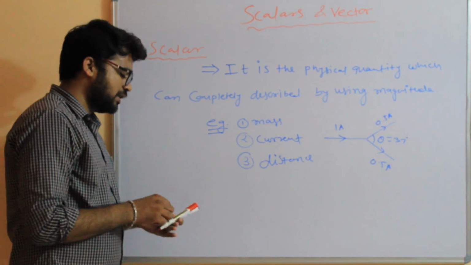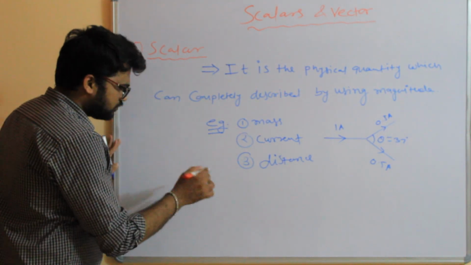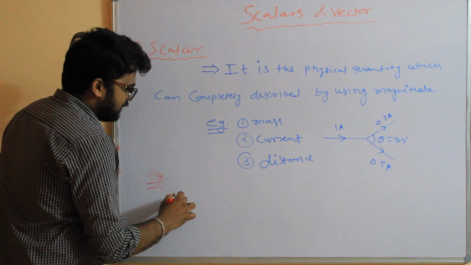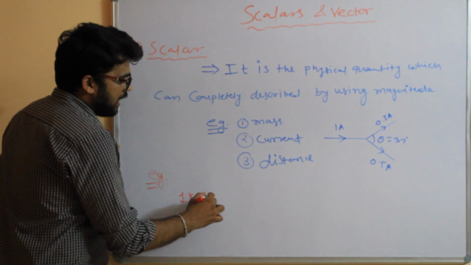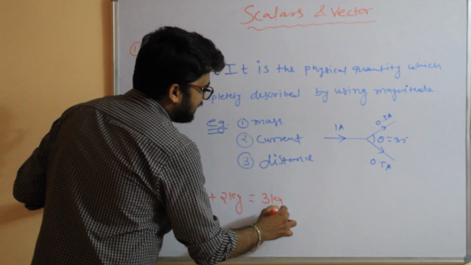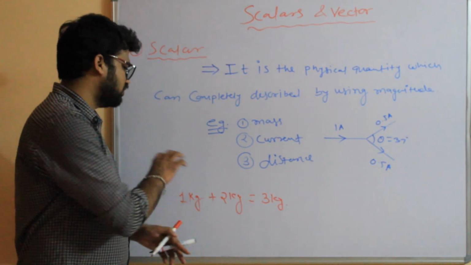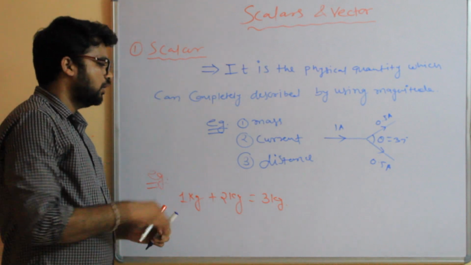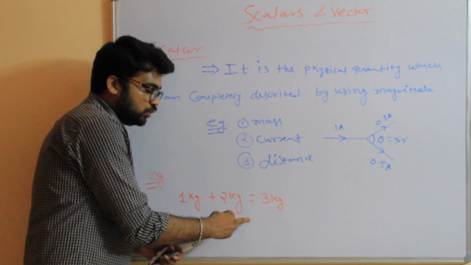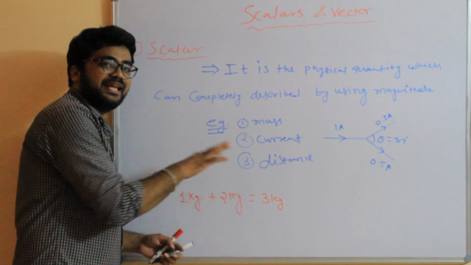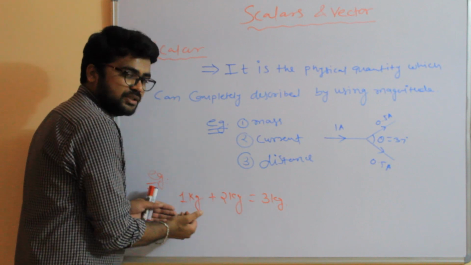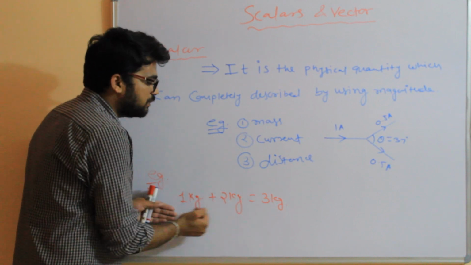And scalar addition can be done simply. An example of scalar addition is 1 kg of mass added to 2 kg of mass gives you 3 kg. That is simple algebra, right? This is called scalar addition. But you can't add 1 kg of mass with 2 meters of length. Why? Because for addition, the units of the physical quantities must be the same.